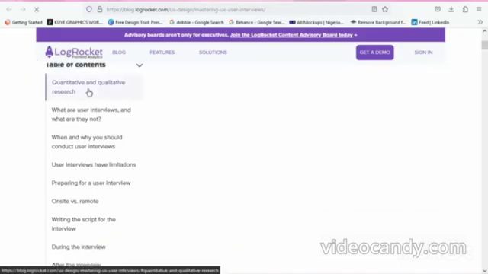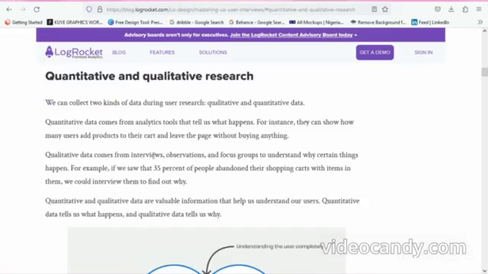So we have two types of research: quantitative research and qualitative research. Quantitative, from the word quantity, means numbers. So this is more like sending out surveys.